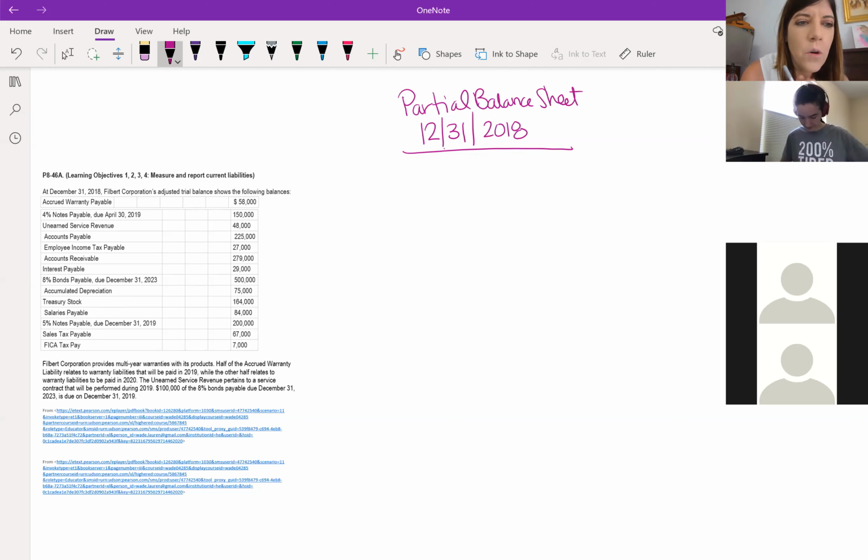So for the last problem on the test, this is from chapter 8. You have 2 problems from chapter 8, the notes payable that we went over last class, and then this problem, which is showing how you record liabilities, current liabilities in the balance sheet. They give you a list of liabilities.